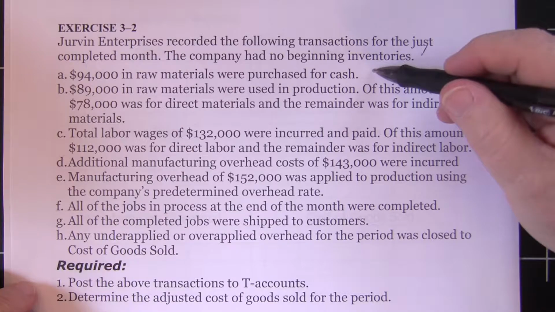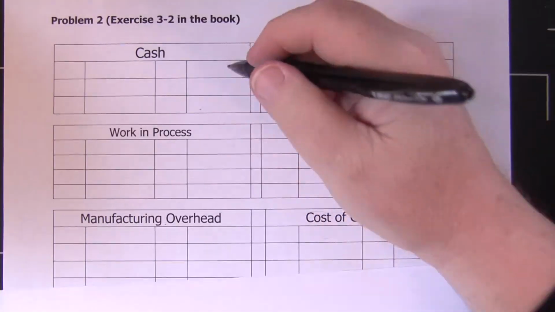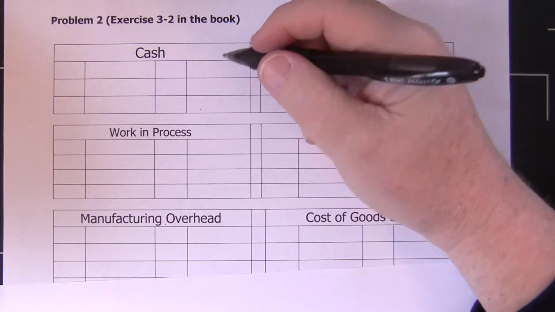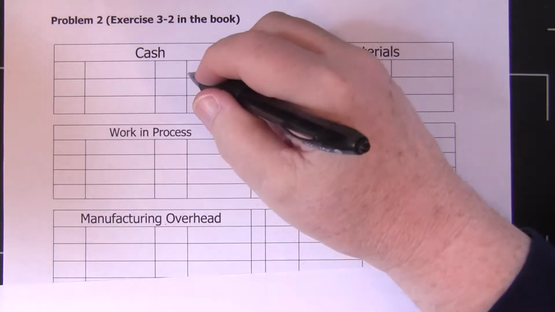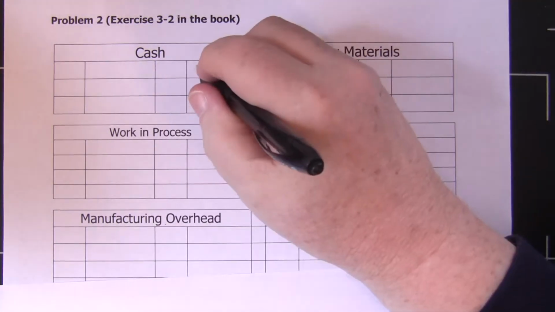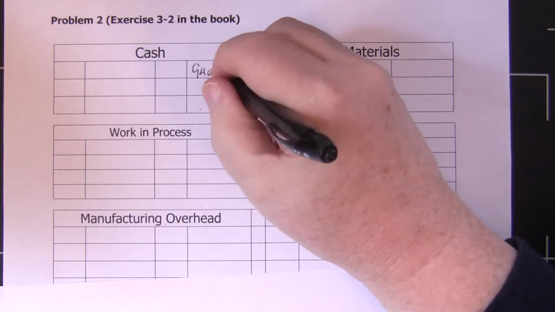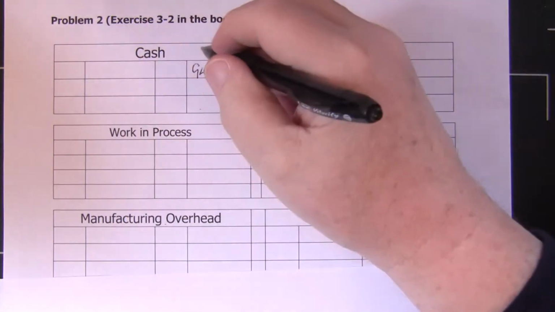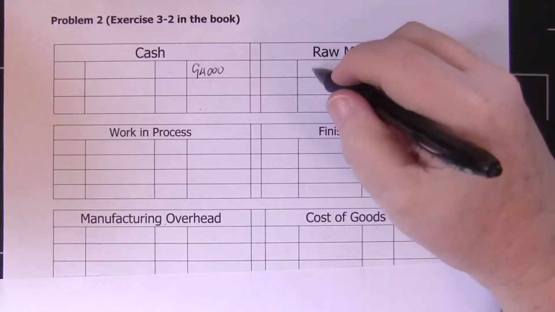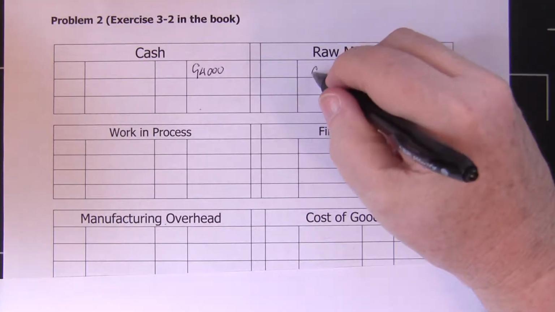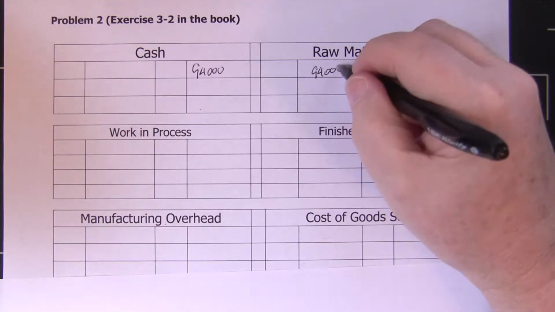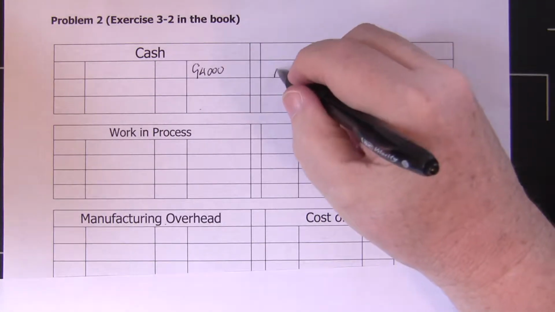$94,000 in raw materials were purchased for cash. Okay, so we have $94,000. And raw materials, $94,000. And that's transaction A.